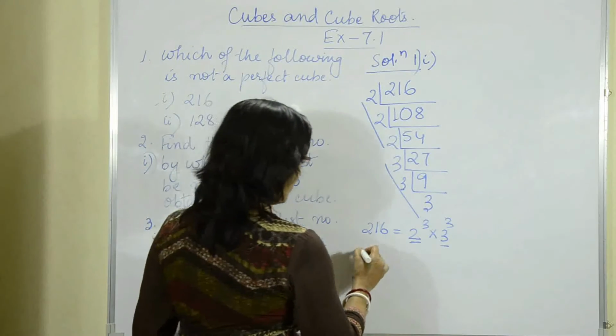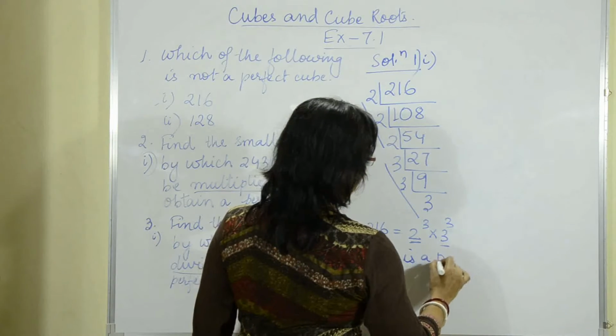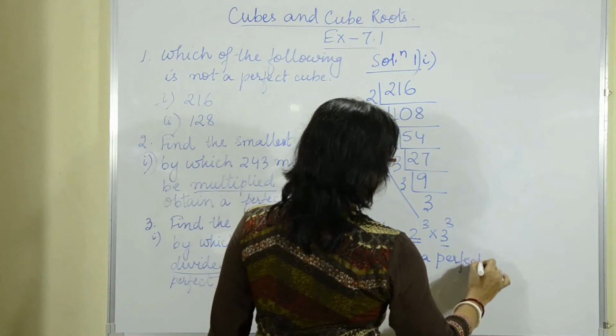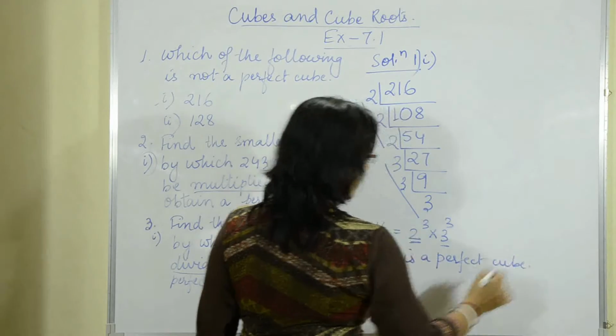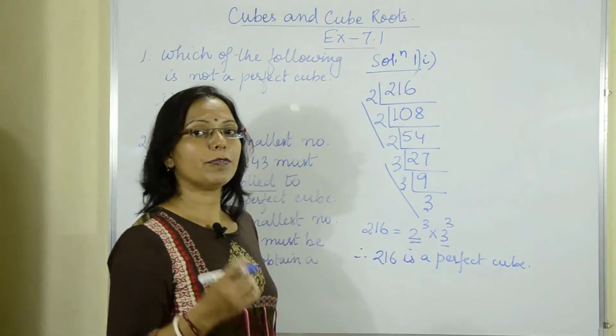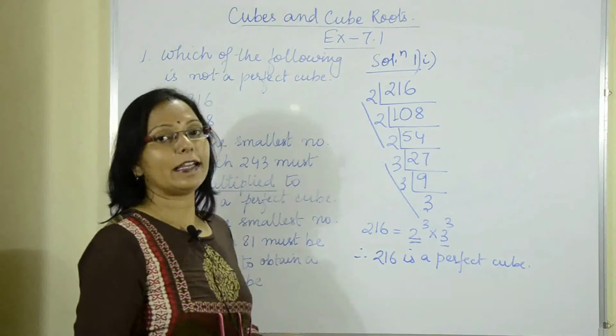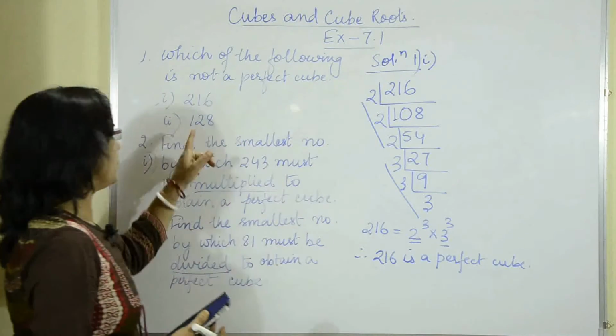So 216 is a perfect cube. I hope you have understood this. This is how you need to find out whether the number is a perfect cube or not, right? Again, let us take another example.